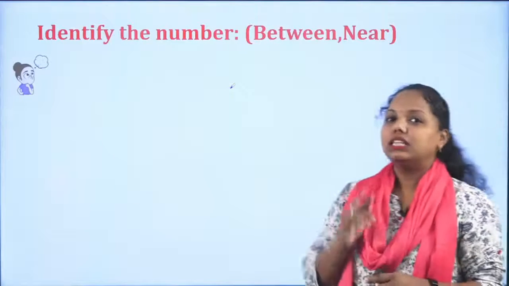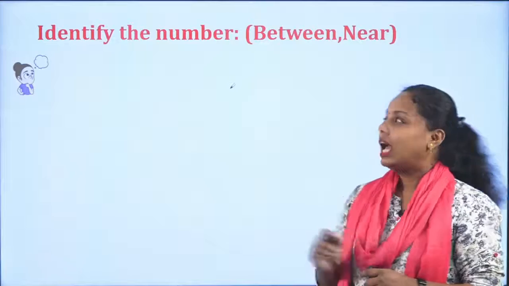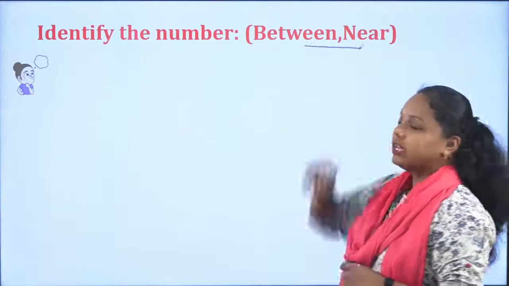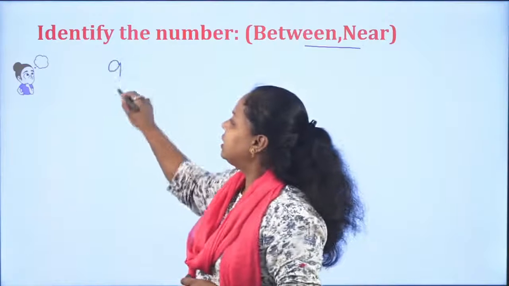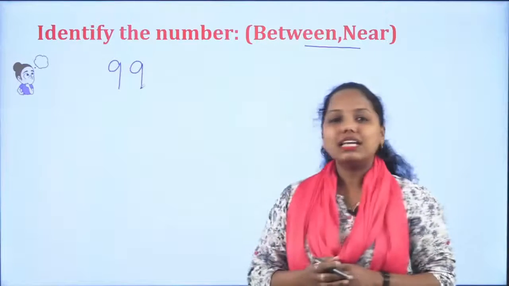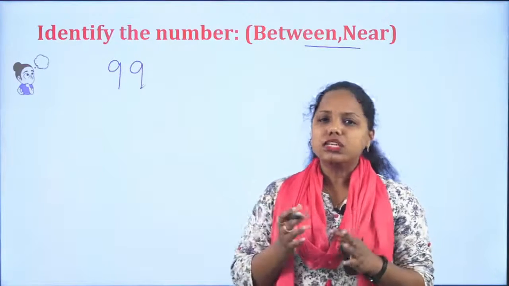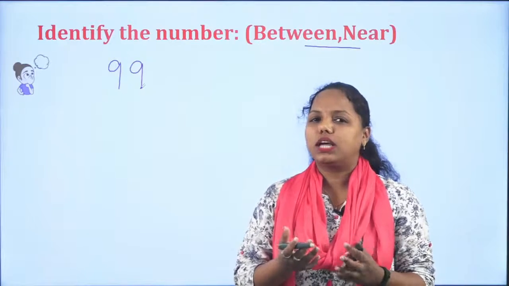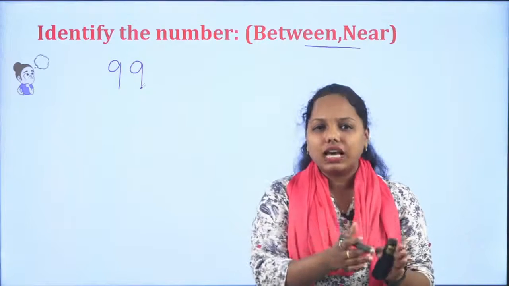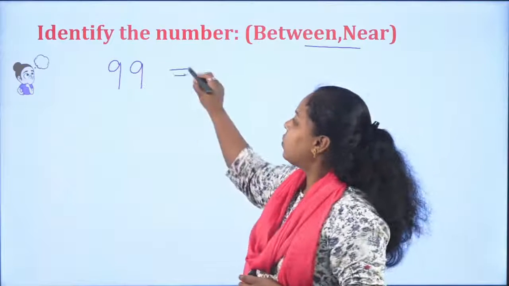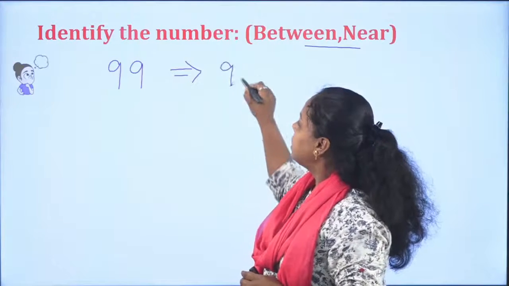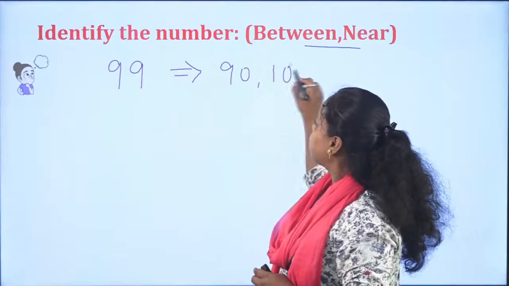Identifying the number. The clue is between and near. This is the clue being given. Let me take any number. Let me take 99. Where is the number falling? This is a 2-digit number. Obviously, you will tell, it is falling between 90 and 100. I hope you know this one. So, it is falling between 90 and 100.